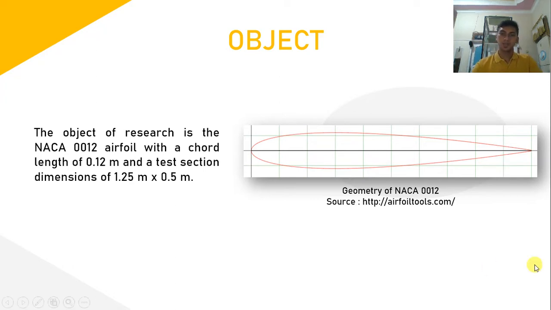On the right-hand side, you can see the geometry of NACA 0012. I downloaded this airfoil from airfoiltools.com.